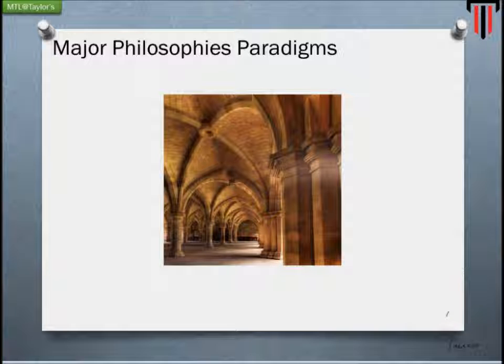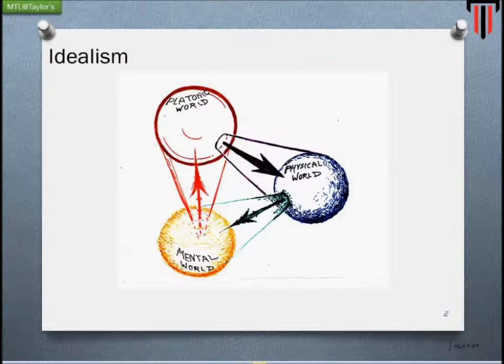Philosophical paradigms. There are four major philosophical paradigms that exist. Deriving from this major philosophical paradigm is your educational philosophy, that is a subset of the major philosophical paradigm. Let's go through the four. So the four are idealism, realism, pragmatism, and existentialism. So these four will give us the entire scope of the philosophical approach.